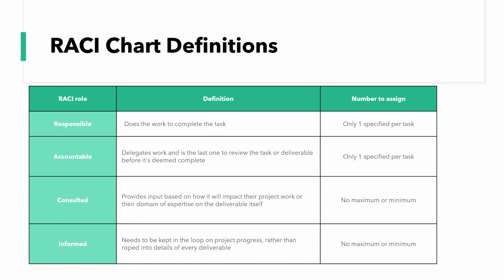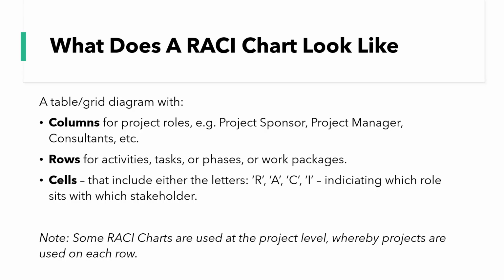And informed, again, there's also no maximum or minimum number of individuals who could fulfill this role. But the informed is all about keeping the individual in the loop on project progress rather than roped into the details of every deliverable. So the informed is essentially any stakeholder that needs to know about the outcome of an activity or what's going on in the project. So what does a RACI chart look like?